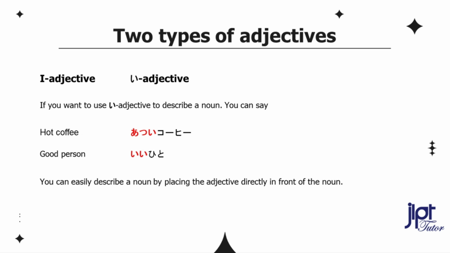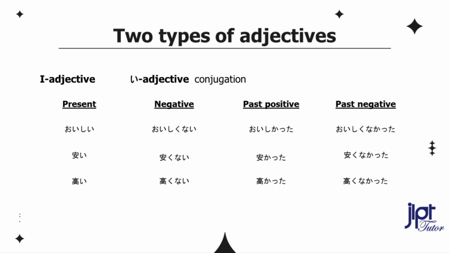Next, here are some basic tips to help you master Japanese adjective conjugation. Negative. To make the i adjective negative form, drop the i and add kunai to the stem. Not delicious, おいしくない. In order to turn the i adjective into past tense form, drop the i and add katta to the stem. It was delicious, おいしかった.